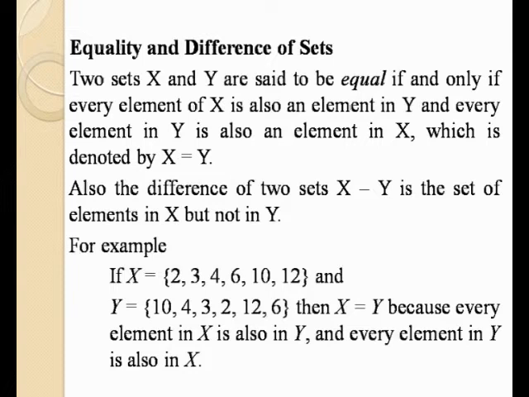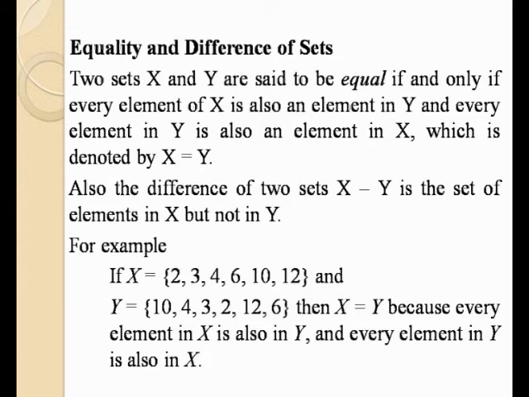For example, if set X is equal to {2, 3, 4, 6, 10, 12} and Y is equal to {10, 4, 3, 2, 12, 6}, then X is equal to Y. Why do you say that X is equal to Y? What happened in X and Y is just that the pattern in which they are arranged is quite different. But the elements that are in X are the same elements that are found in set Y, because every element in X is also in Y, and every element in Y is also in X.